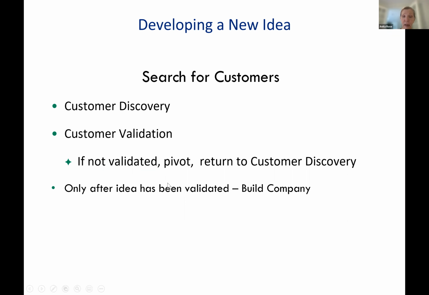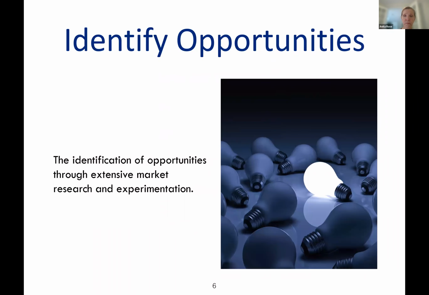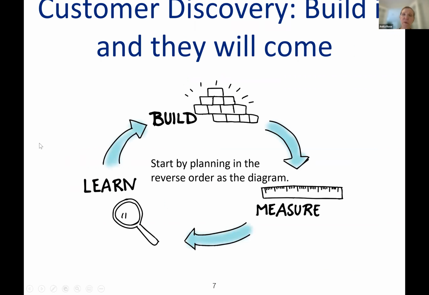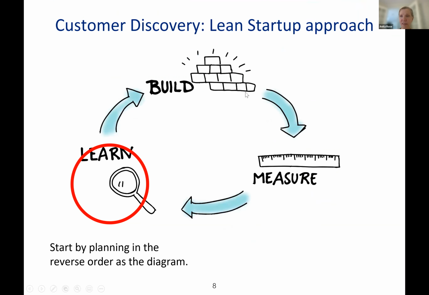Okay, then after it's been validated, we can go ahead and start to build the business or service. So when we're identifying opportunities, we're looking at market research and experimentation. The experimentation is really the customer discovery. So here, when we look at customer discovery, "build it and they will come" doesn't work. Instead, what we do, and we mentioned this in the last slide deck, is we do it in reverse.